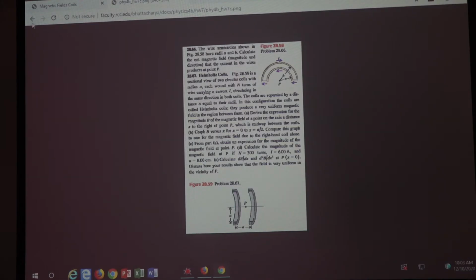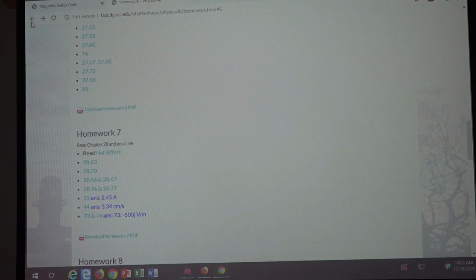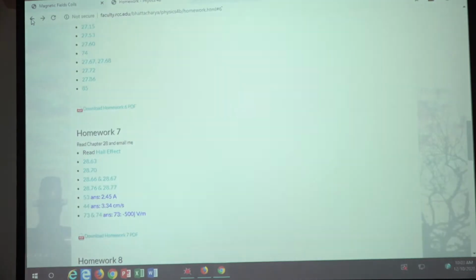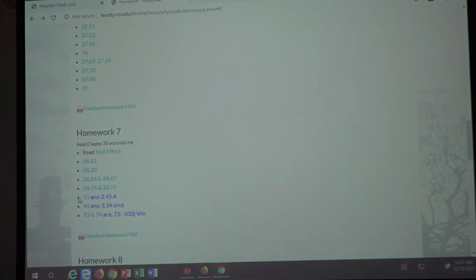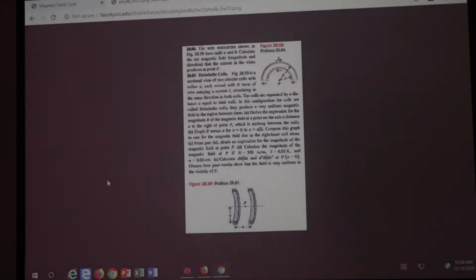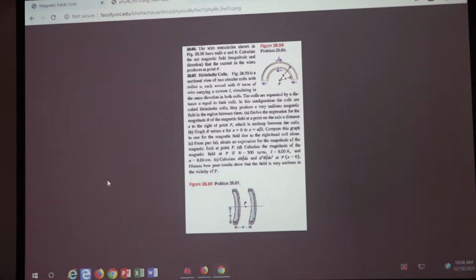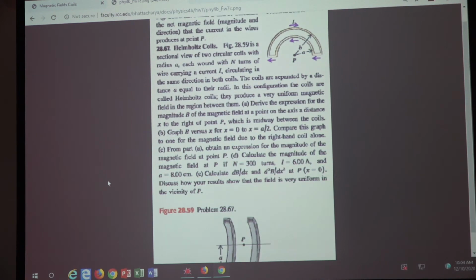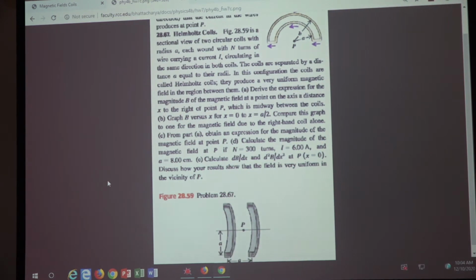So if you're looking at this number, it is 28.67. This is from edition 12, so that might change. So if I'm looking at homework number 7 and click on 28.67, this is basically the homework I'm talking about. So there are several things you need to do. This will be part of this lab.